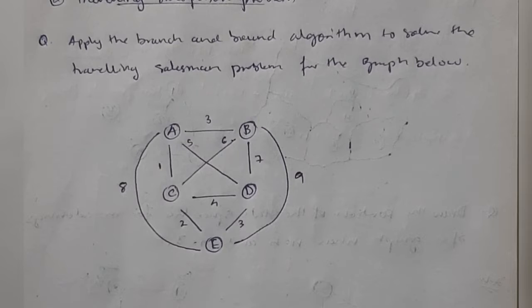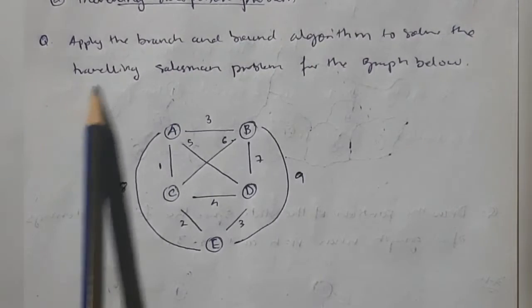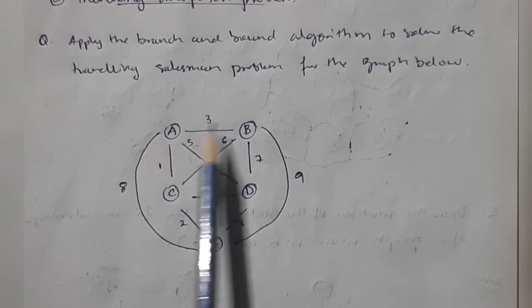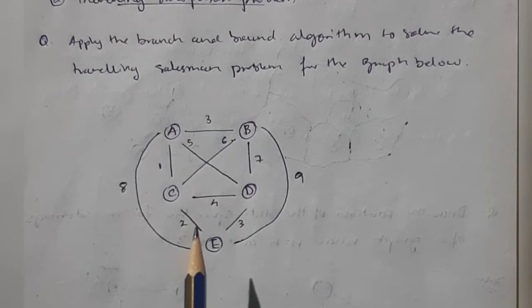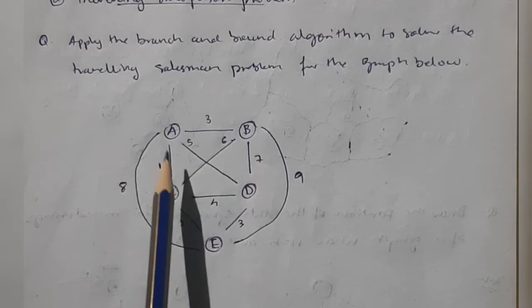this is the traveling salesman problem, and the question is, apply the branch and bound algorithm to solve the traveling salesman problem for the graph below. In this graph we have 5 nodes, A, B, C, D and E. Okay, and the cost edges are also given to us.